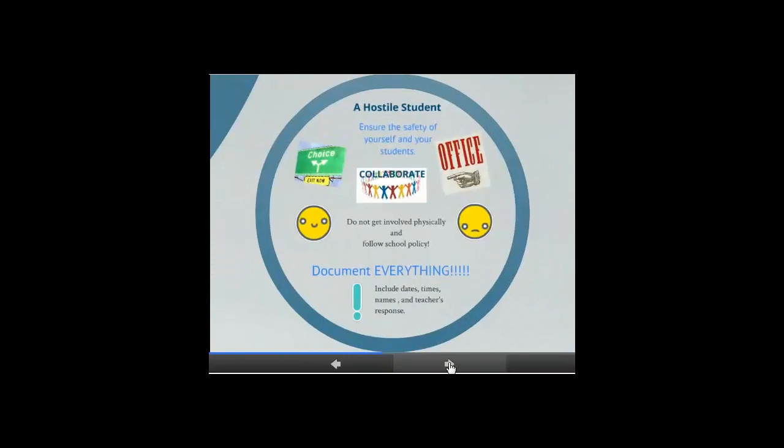When working with a hostile student, give them a chance to cooperate by allowing them to leave and cool down. If the student remains hostile, it is time to get the administration involved. Remember, in the case of a hostile student, always keep records of the incidents. These records help identify patterns of behavior and become your ally in meetings with parents and administrators.